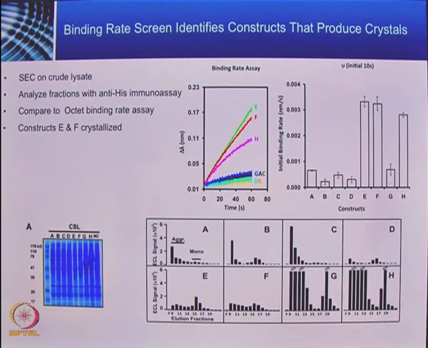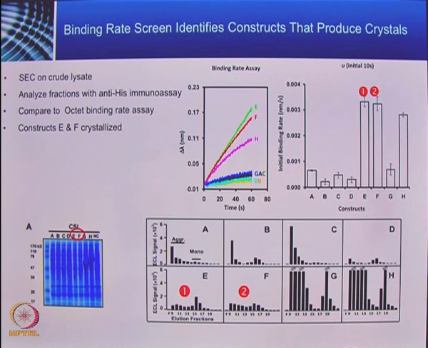It's very interesting to notice that the constructs with the highest initial binding rate actually correspond to the constructs with the highest soluble portion. So these two constructs were selected for further crystallization study, and the researchers then got the crystals of these two constructs.